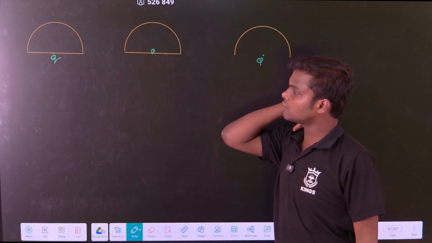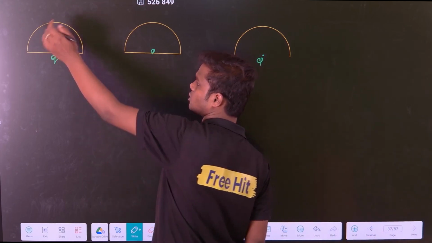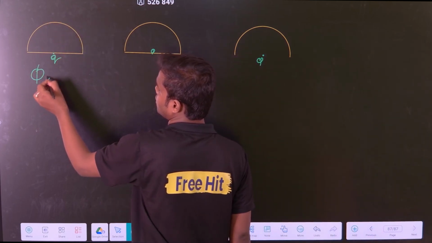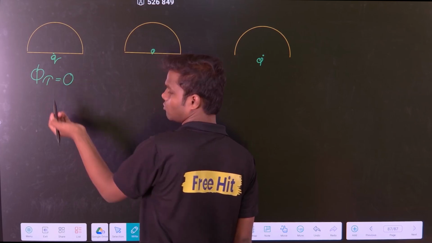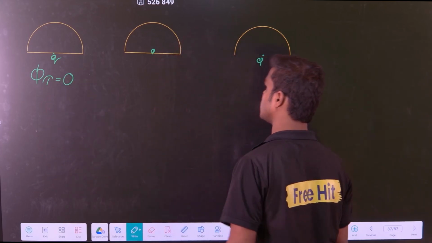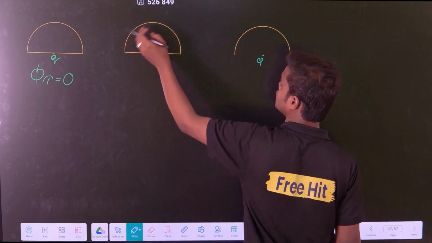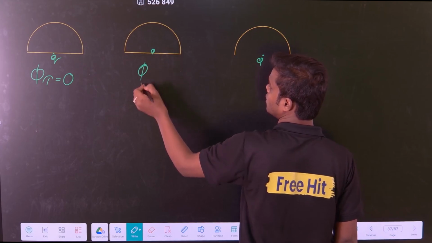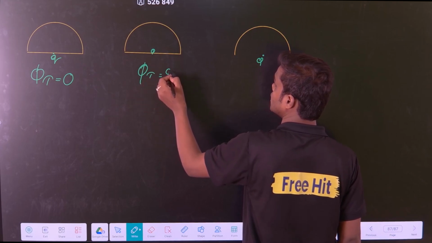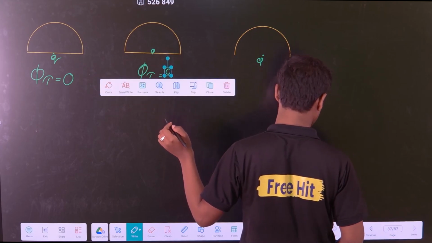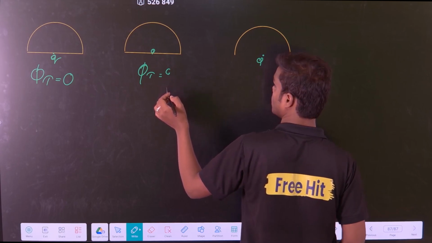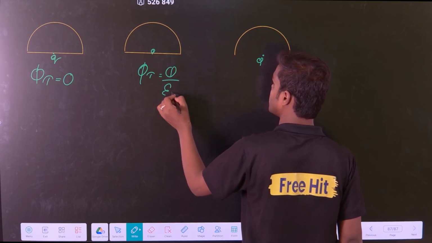In this case, the charge is placed just outside and it is a closed surface. So what is the total flux? The total flux will be 0. Obviously, we have seen the conclusion. Here it is placed just inside and it is a closed surface. So what is our total flux? We have also seen that it is Q by epsilon naught by Gauss law.